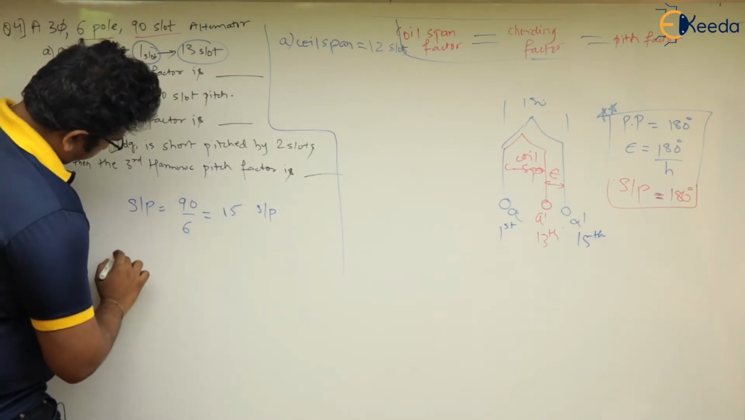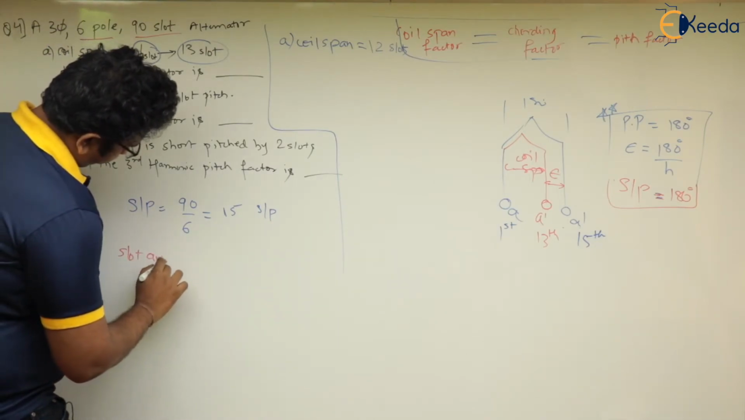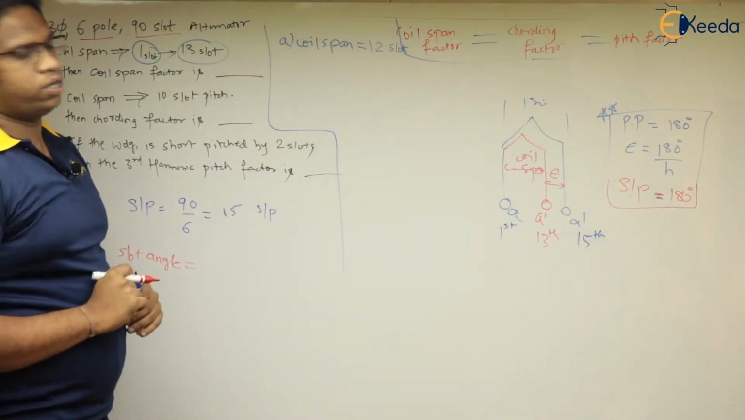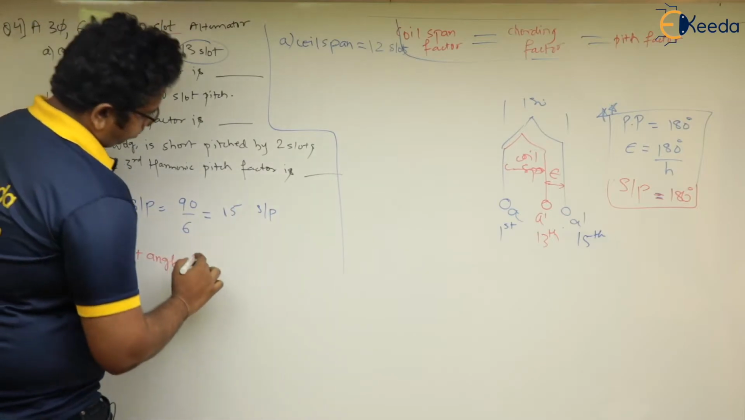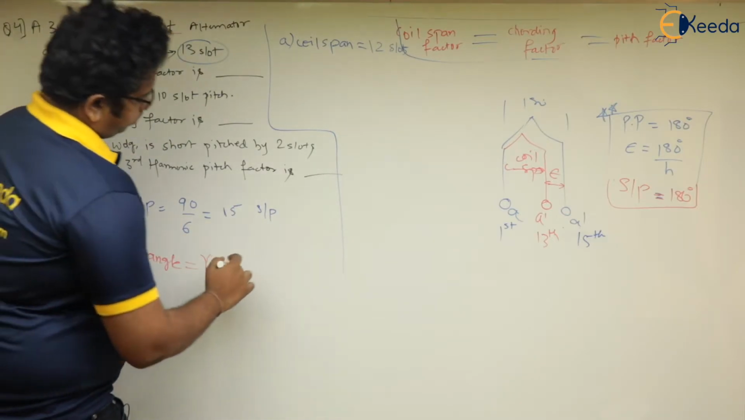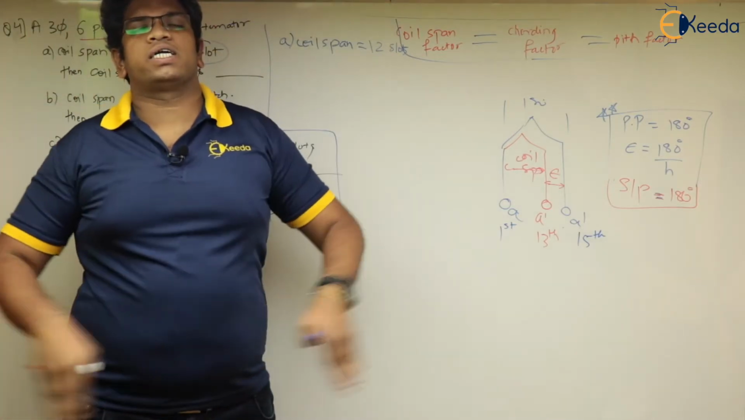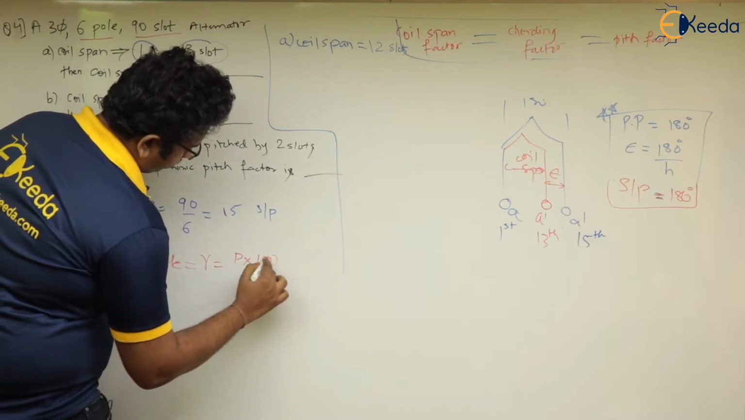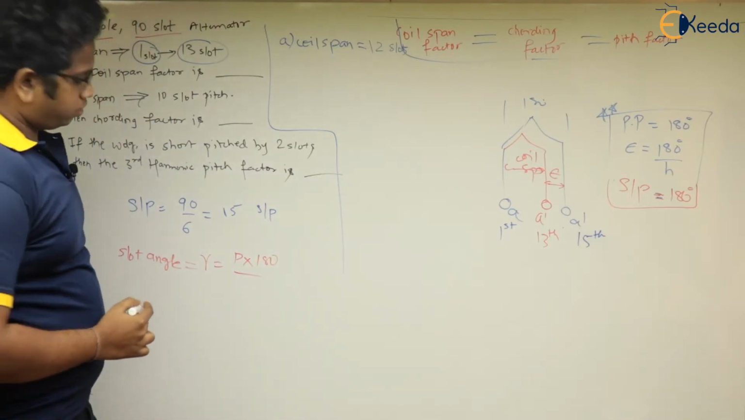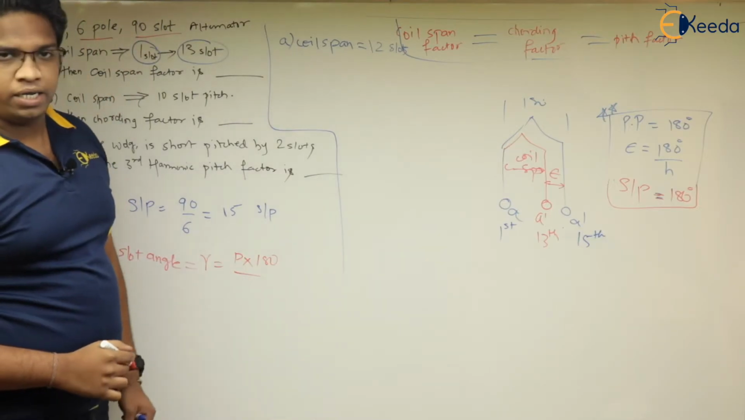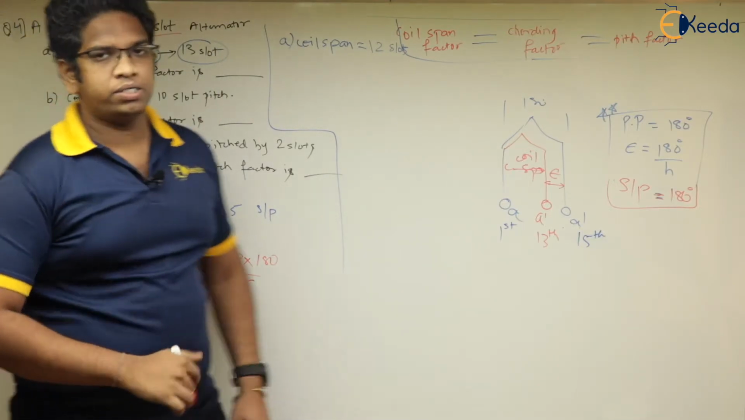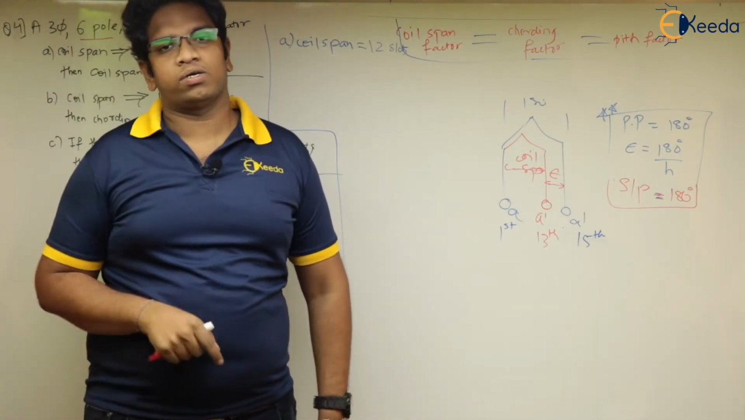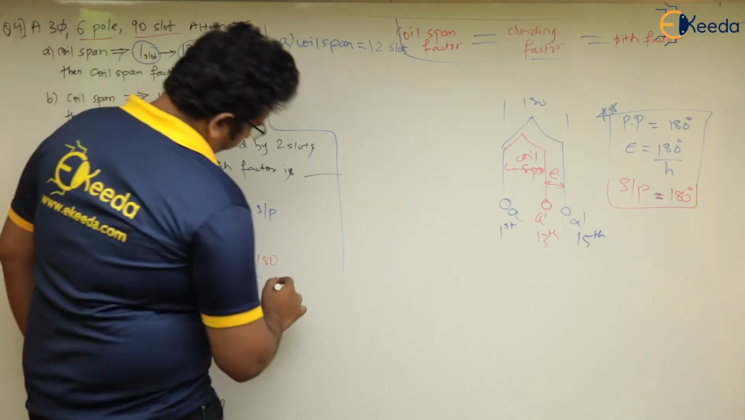So if you see slot angle between two adjacent slots, or we can say the angle for one slot. Slot angle is gamma. What is gamma? Total electrical degrees, which is P into 180, divided by the number of slots. You will get each slot, so it is going to be P into 180 by slots.